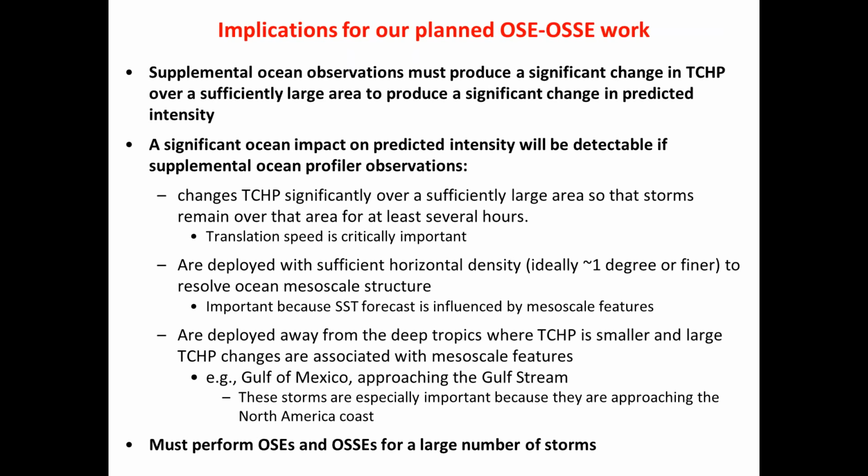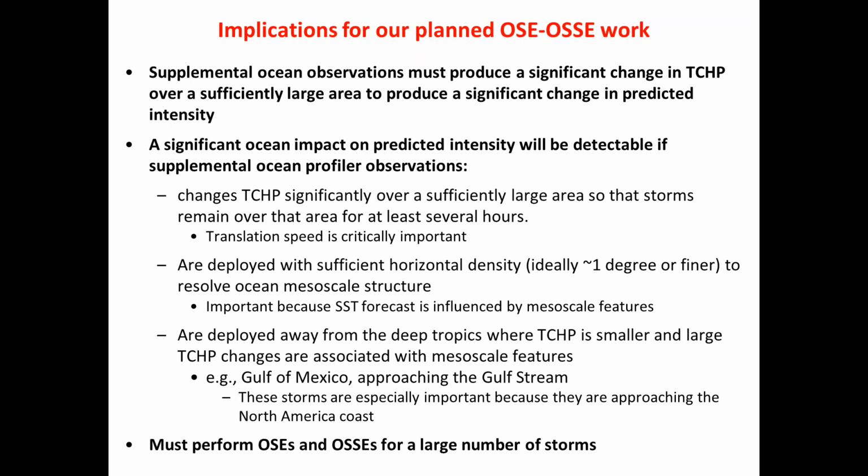Okay, implications for our planned OSE-OSSE work, including the hurricane intensity prediction we're going to be doing. Supplemental ocean observations must produce a significant change in heat potential over a sufficiently large area to produce a significant change in predicted intensity. It's a function of translation speed, storm size, et cetera. But for most storms, if TCHP is not corrected significantly and the area is too small, we may not see an ocean response signal in our work.